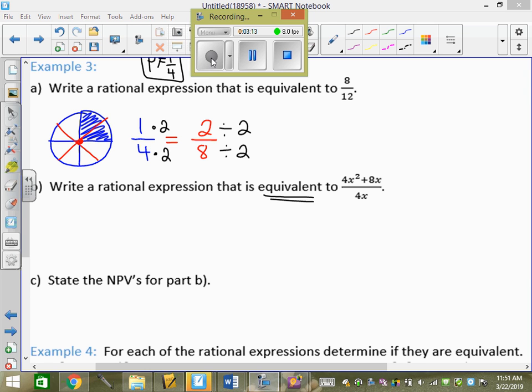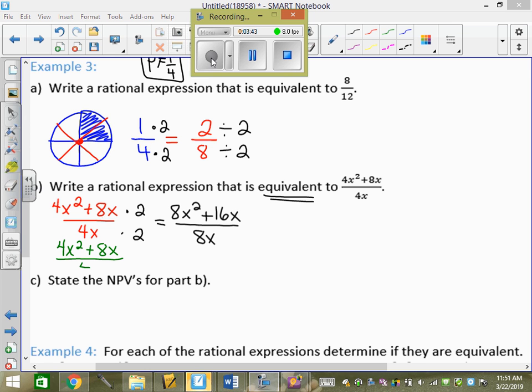So what we could have done is we had 4x squared plus 8x over 4x. We could multiply the top and the bottom by 2. If you multiplied by just a 2, it would just change the coefficients, the numbers in front, right? So 4x squared times 2 is 8x squared. 8x times 2 is 16x over 8x. We could have done that. We could have divided by 2 and an x. As long as we did to the top and the bottom, it has to come out of all terms. So divide by 2x. Could have done that.